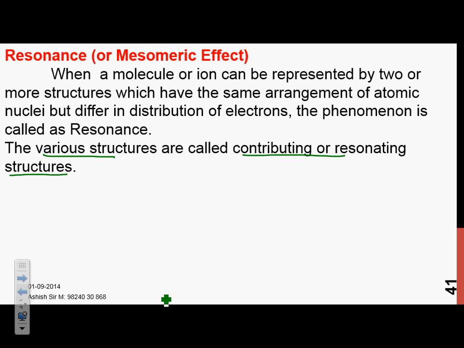Okay. Actually, not just one. None of the structures is actual. Do you know by the way? In resonance, I have drawn 3 structures. None of the structures is actual. The actual structure is a combination of all 3. In chemistry, we use the word hybrid of all 3. The actual structure is a hybrid of all 3, and the hybrid structure we cannot draw over here.